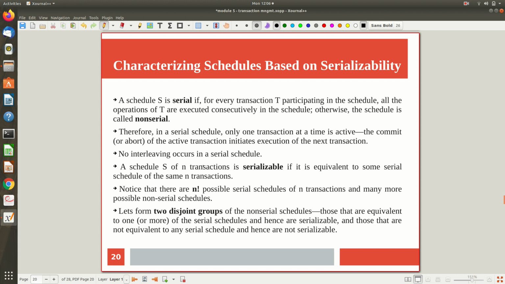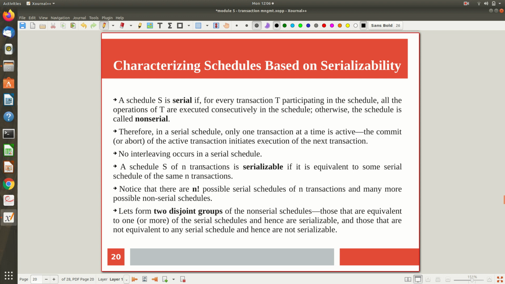Therefore, in a serial schedule, only one transaction is active at any time, because I want all its operations to happen consecutively. After the commit of the current transaction, I will initiate another one. The commit or the abort of the active transaction initiates the execution of a new transaction, and there is no interleaving at all. You are not supposed to take on a transaction while the other one is executed.